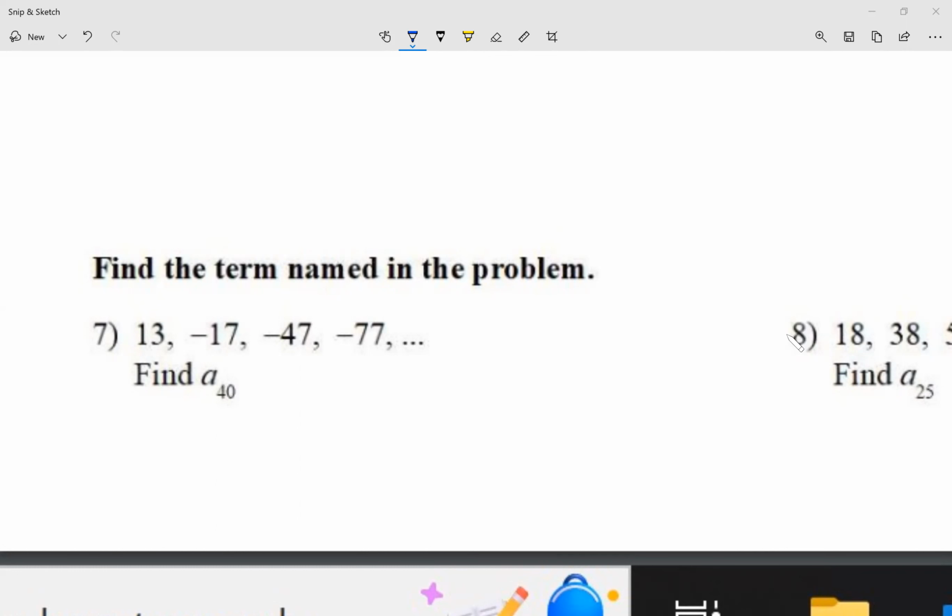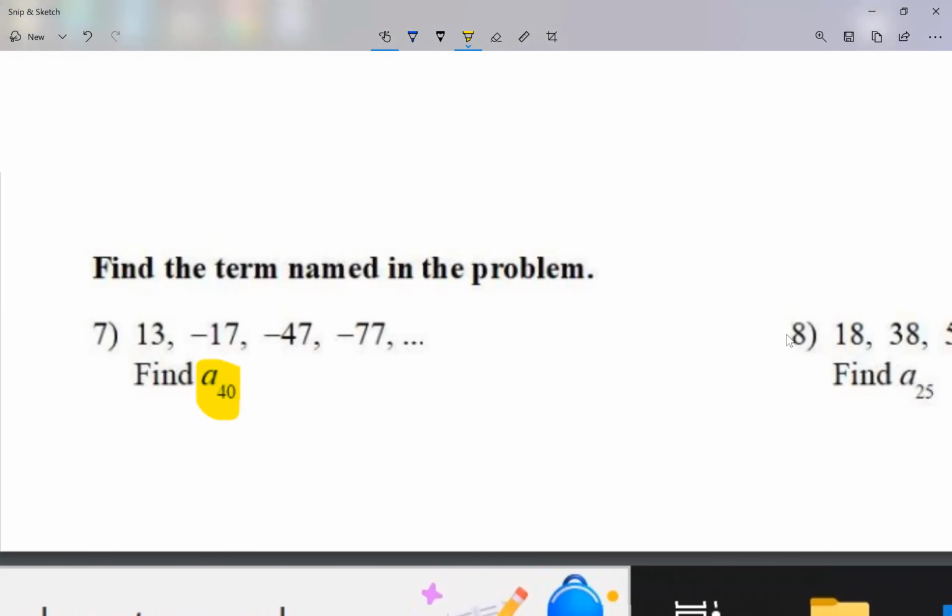Now here, let's take a look. It says find the term named in the problem. So my first number is 13. So I have a list of numbers. Then I have a -17. I have a -47, a -77. So it seems like I'm subtracting, right? Because it's getting smaller and smaller numbers. So I'm subtracting. And now here it says find the 40th number on the list.